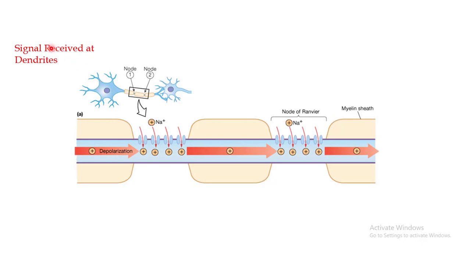So when the signals are received at the dendrites, they are transferred to the axon hillock and analyzed there, and if the signal is strong enough to cross the threshold value, that signal is going to pass along the axon. What happens is that when the signal reaches the axon, it is going to change the transmembrane potential at the axon part over here, especially at the node of Ranvier.